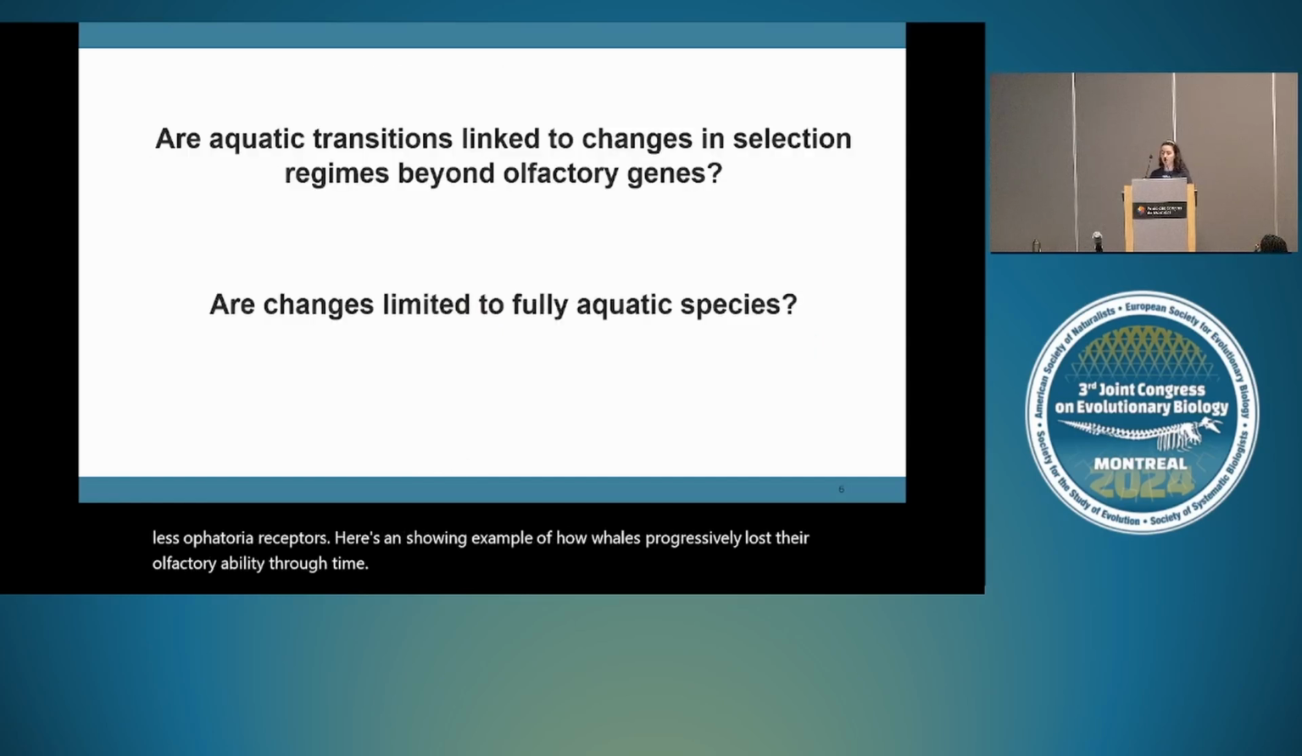In this study, we wanted to know if aquatic transitions are linked to changes in selection regimes in other genes, other than olfactory ones or sensory-related ones. And if these changes are limited to fully aquatic mammals or not, because often previous studies only consider fully aquatic forms. For this, we used a set of alignments of mammalian orthologous genes, and we investigated these differences in selective strength, omega, among terrestrial, semi, and fully aquatic mammals in a Bayesian framework.